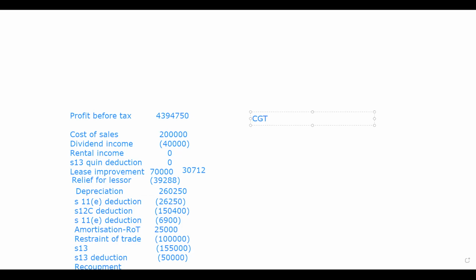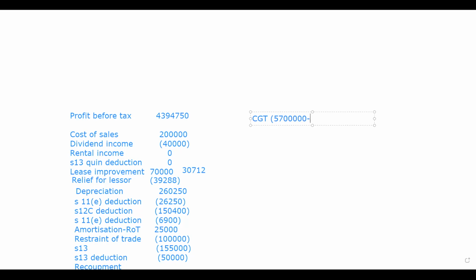The formula for CGT is proceeds, and the proceeds are 6.3 million. It's proceeds minus the recoupment. So it's 6,300,000, 6.3 million, minus the recoupment. The recoupment is 600,000, and that gives us, let me just write this one down, because this is a very long calculation, 5.7 million. And then we move on to the base cost.